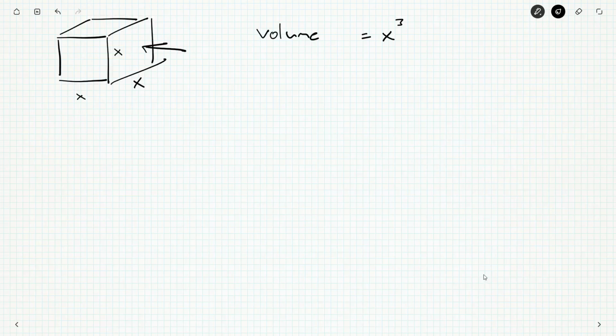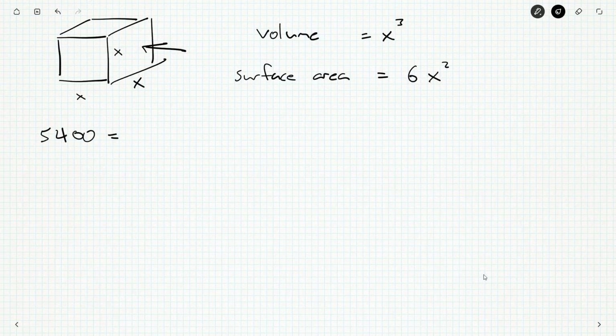All right, now surface area. Each side is an x by x square. And how many sides are there on a cube? There are 6. So surface area is 6 copies of x squared. Okay. So I know the volume of the small cubes. I know the surface area of the large cube is 5,400. That should be 6 times the side length of the large cube squared. We'll call that x, perhaps.